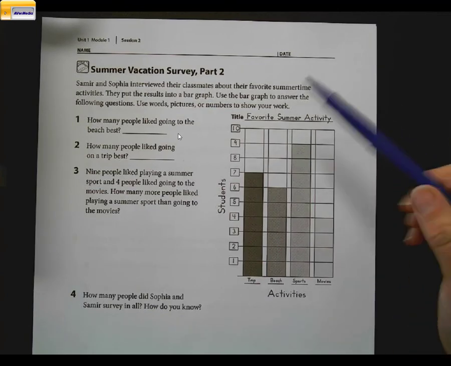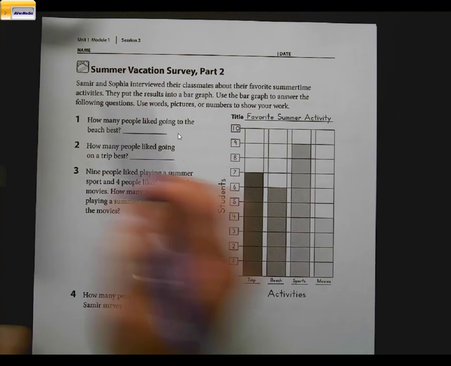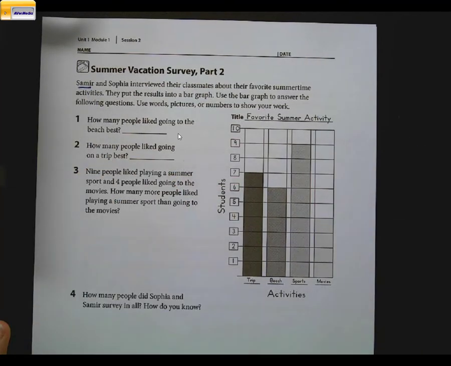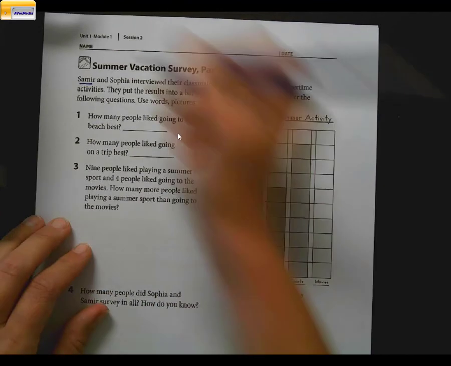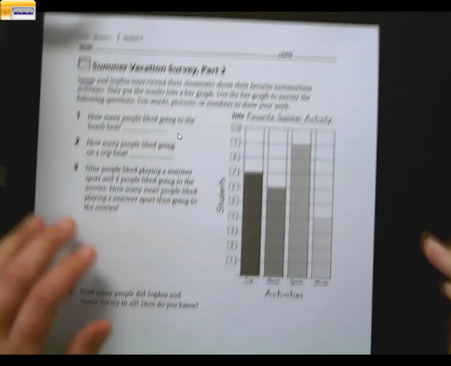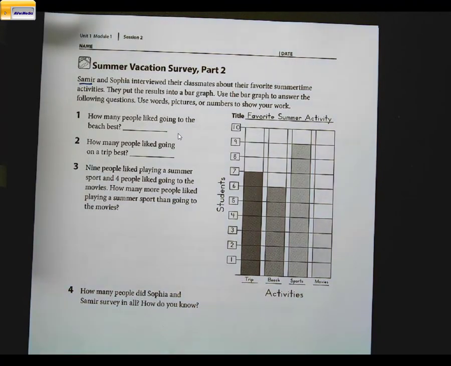So here we go. Samir and Sophia, and if you didn't know that word Samir, like if you couldn't say it, or Sophia, what I tell my students to do is just go by their first initial. So I would say S if I didn't know that word. Don't let names in a story problem weigh you down as long as you still understand what's going on in the problem.